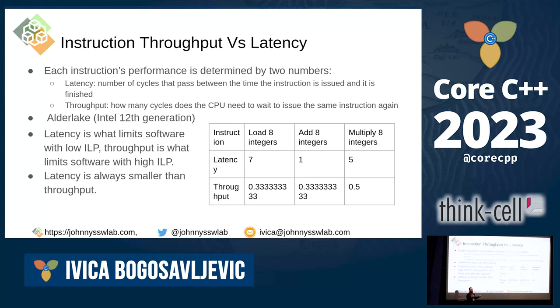Sometimes the throughput is bigger than 1. Let's say for division, throughput maybe 5. That means I can start a division every 5th cycle. I don't have to wait for the other division to end. This is the rate at which I can start the same instruction. And this is important. Why is it important? Well, if you have a high instruction level parallelism, you're mostly running on throughput. These are the numbers that are limiting you. And if you have code with low instruction level parallelism, what is limiting you is the latency. And latency is almost always longer than the throughput. You can increase CPU throughput, it's much easier to increase, but latency remains the same.